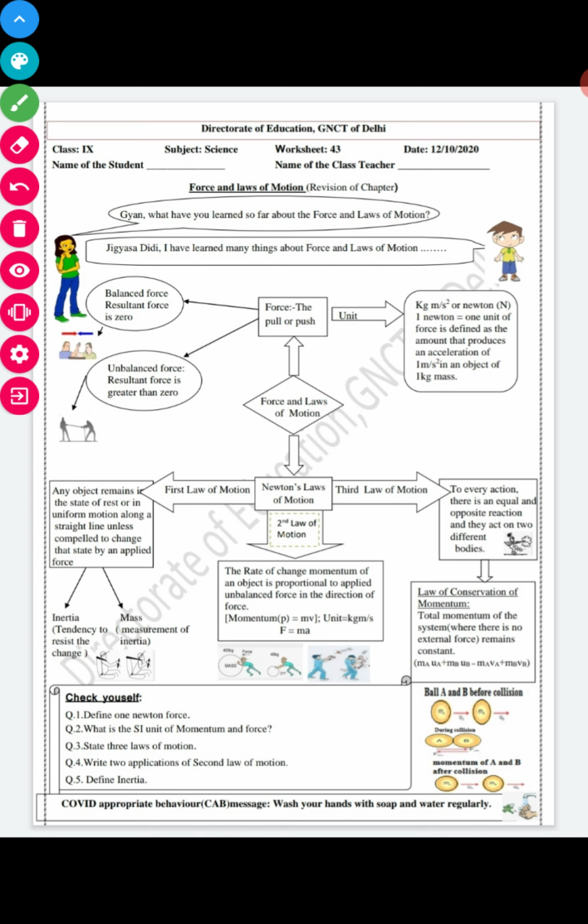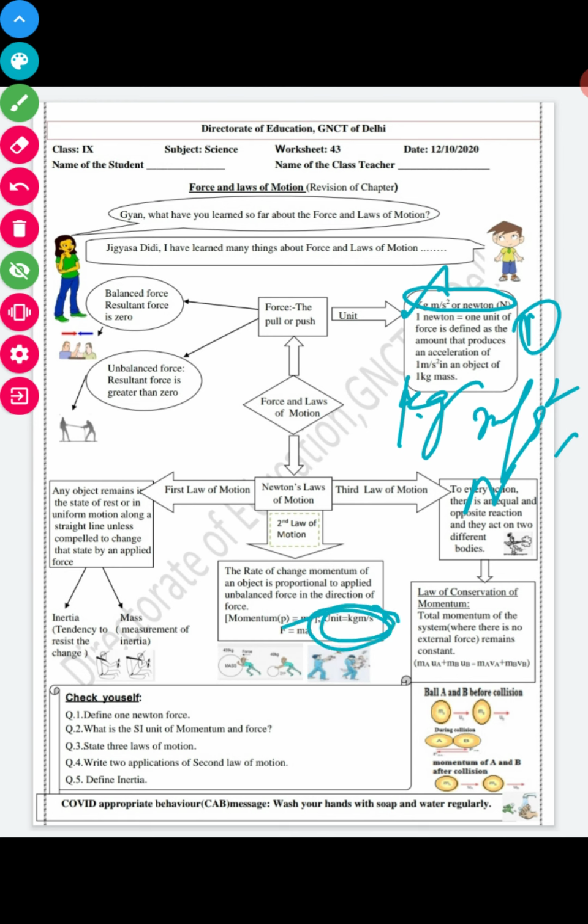Let's do the practice exercise. Define 1 Newton force. You can write this answer from here. This is the answer of the first question. What is the SI unit of momentum and force? The SI unit of force is kilogram meter per second square or Newton, and this is the unit of momentum. Okay, this is the answer of the second question.